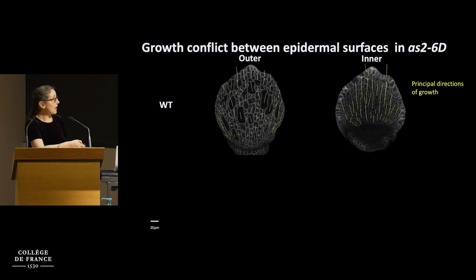So if we look at wild type, you can see the outside's growing up, the inside's growing up. So that's really nice. They're very nicely coordinated. Both are growing up, right? That makes a lot of sense.